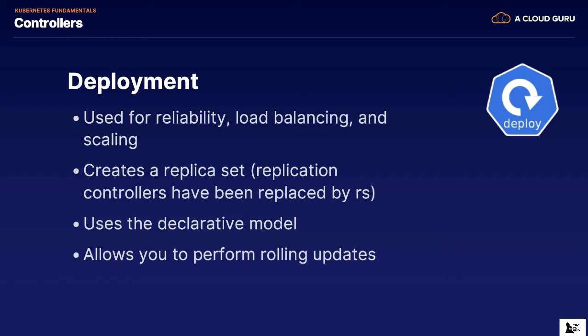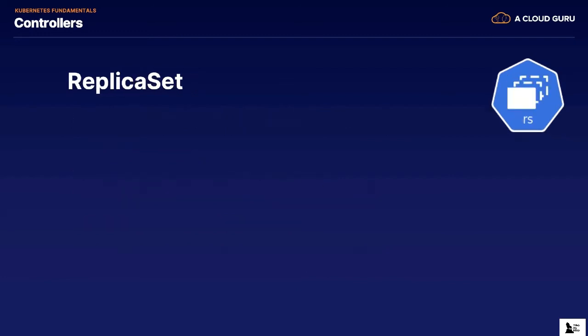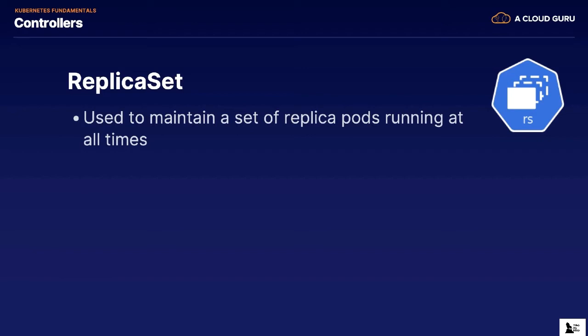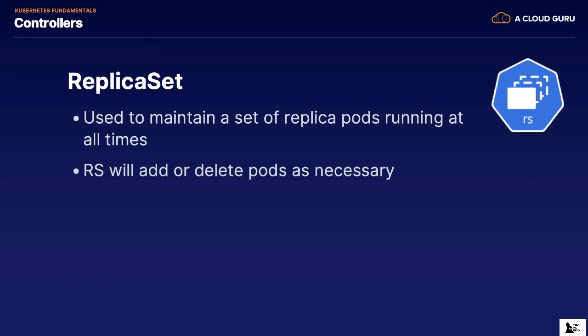So when you need to update your application and run a new version of the web server or database server, deployments make that possible with zero downtime. So we said deployments create replica sets. Replica sets are used to maintain a specific number of replica pods running at all times. And that replica set will actually add or delete pods as necessary.